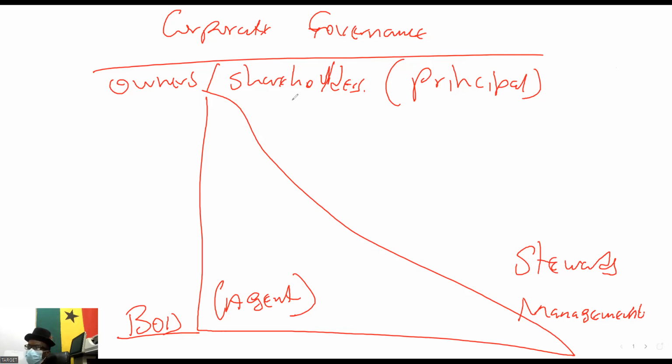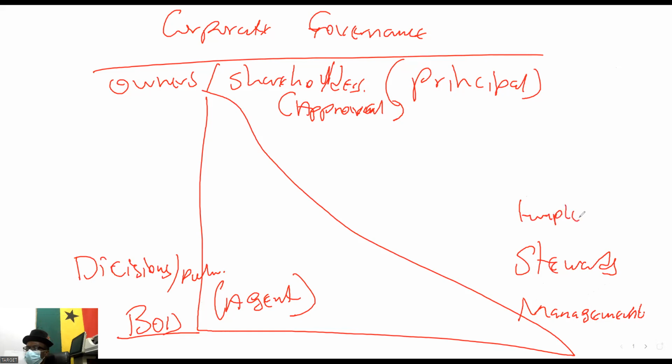Shareholders, their main role is in the form of approval. They approve decisions made by the board. But the board's main role is to make decisions, policies, and supervision. Management is about implementation and safeguarding the assets of the entity. These three of them coming together make up what? The corporate governance issue.